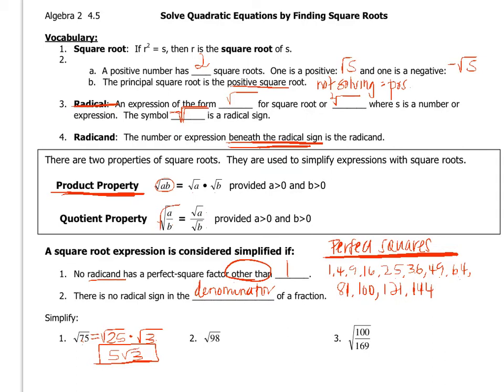Okay, let's try another one. 98. So I start at 81. 98 divided by 81, I get a decimal. 98 divided by 64, I get a decimal. 98 divided by 49 is 2. So I'm going to break this apart as the square root of 49 times the square root of 2. The square root of 49 is 7, so you're left with 7 square roots of 2.